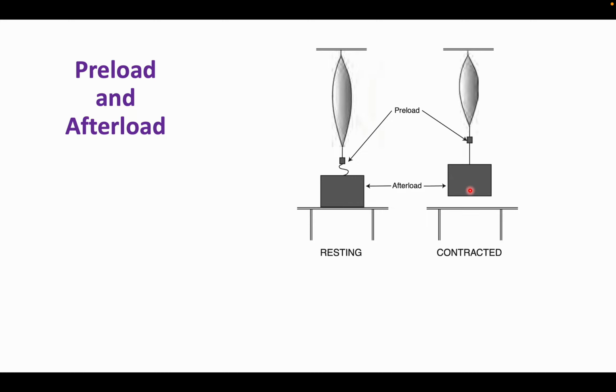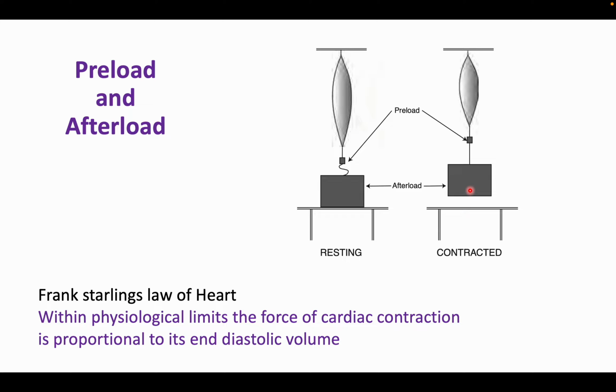So it is the preload which stretches the muscle, and for that there is a law which is called Frank Starling's law of the heart, which says that within physiological limits, the force of contraction of the muscle, so here the force of this cardiac contraction, is proportional to its end diastolic volume. How much the weight is acting on the muscle can affect the contraction. The more it is stretched, the more contraction will occur within physiological limit. It is called preload. So the preload, or in the heart we can say the end diastolic volume.